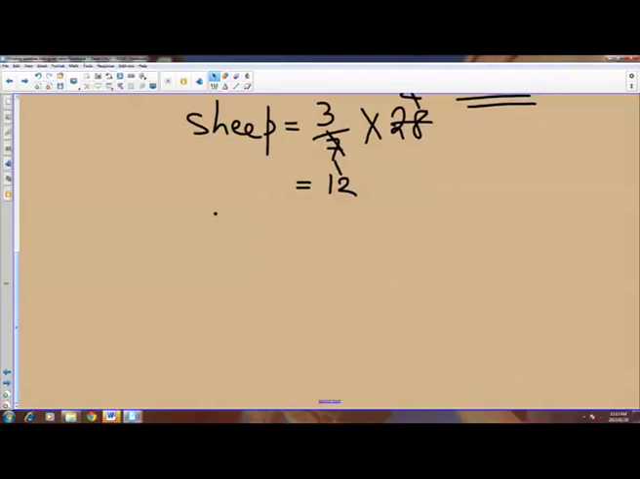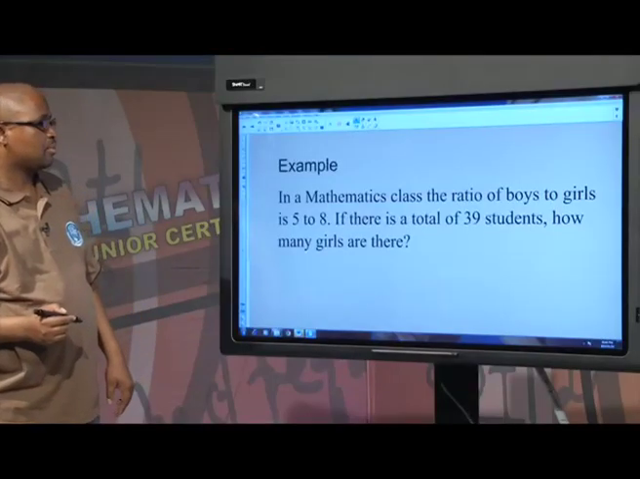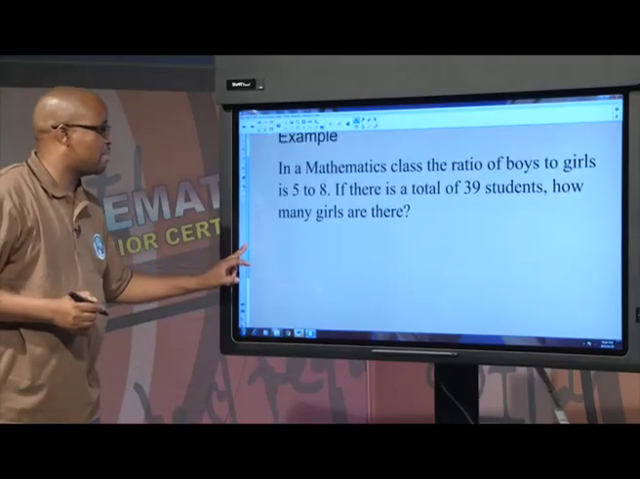It's just 16, which is the number of goats, plus 12, giving you 2 plus 6 is 8. And then 1 plus 1 is 2. So this is 28. So there are 28 animals in this crawl. We can go on and look at another example to make you understand even better.